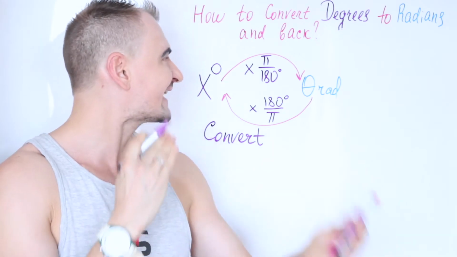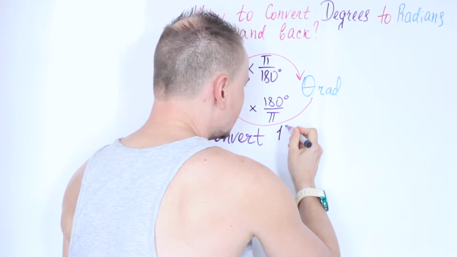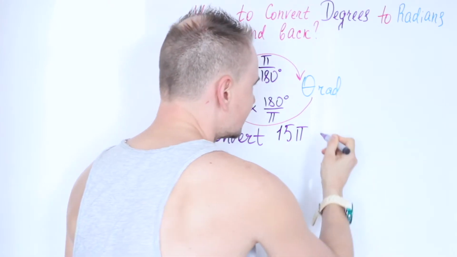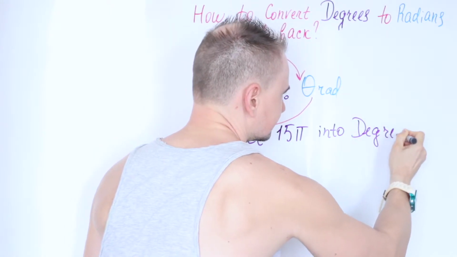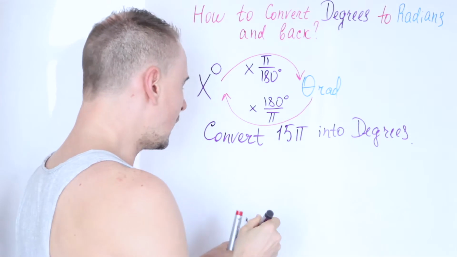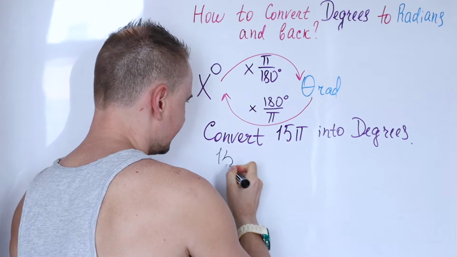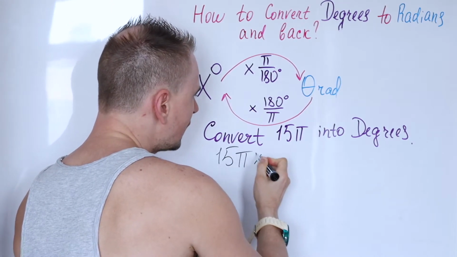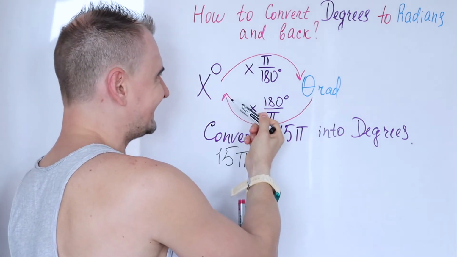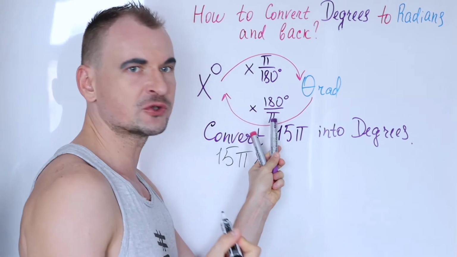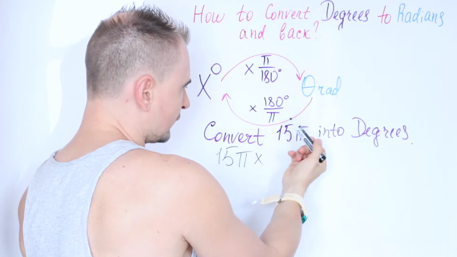Alright, let's convert radians into degrees. Say, convert 15 pi radians into degrees. Now, you always start with this 15 pi, the actual number that you are given. So 15 pi. Now you are going to multiply it, and keep in mind we are going in the opposite direction. So all you need to do is use the inverse version of this conversion factor.